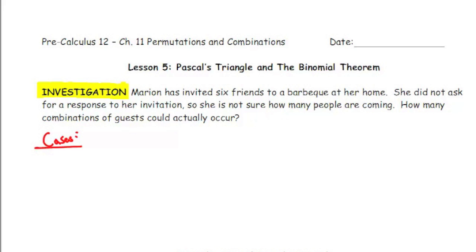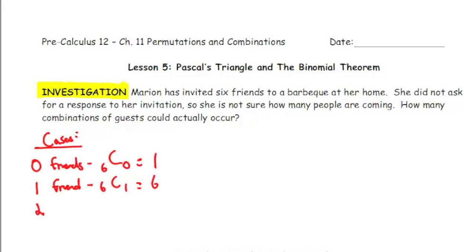So the cases are, if 0 friends show up, well, we had 6 possibilities and we're going to choose none of them, which means there's only one combination in this case. If 1 friend shows up, 6 choose 1 means there are 6 possibilities. If we move down the line, 2 friends, 6 choose 2. I think we're starting to see a pattern now. And 3 friends is 6 choose 3.